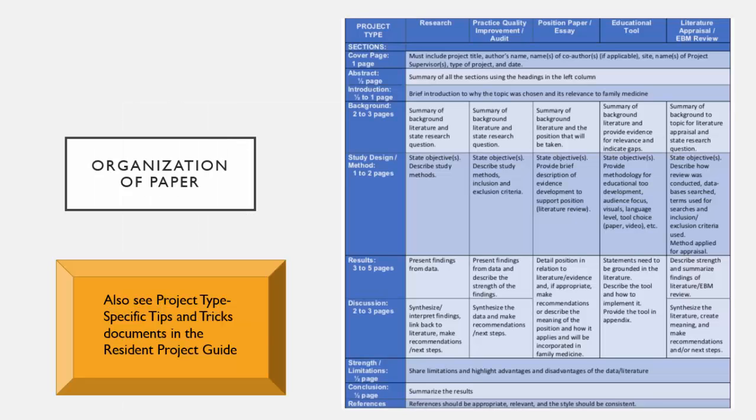So this table is in the Resident Project Guide, and it can help show residents how to set up their project based on the different sections. So you can see in the chart we have all the different resident project types across the top, and on the left we have all the different sections that are required. So every project needs a cover page, an abstract, introduction, a background, study design or methods, results, discussion, strength and limitations, and conclusion. They also should have references. So there is a summary there that they can read for more information. It's also important to note that we also have a tips and tricks document for doing a research project, also one for doing an educational tool, and one for doing a literature review. So that's useful for the residents as well.